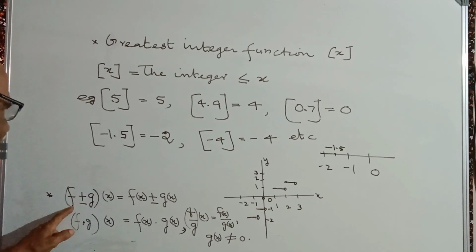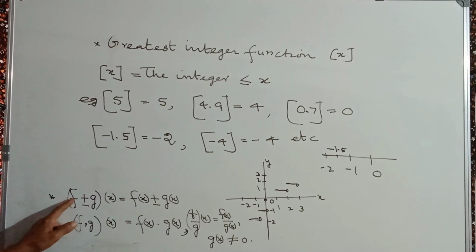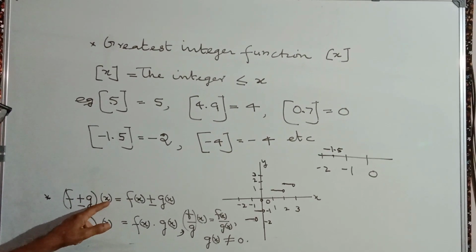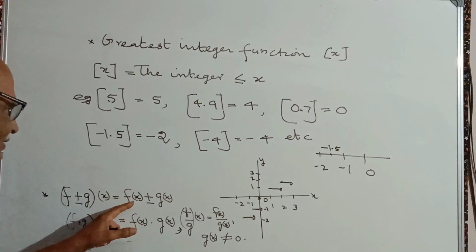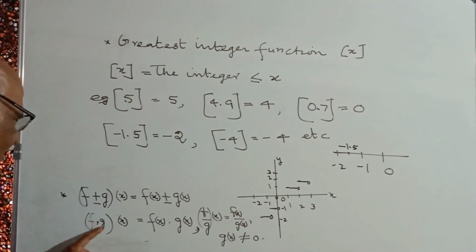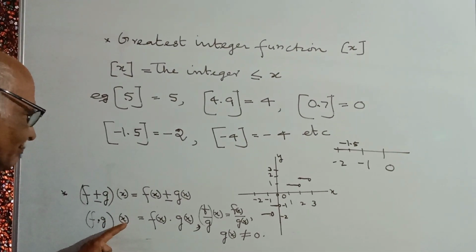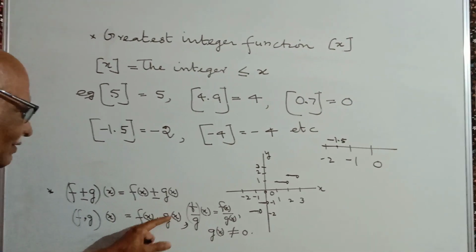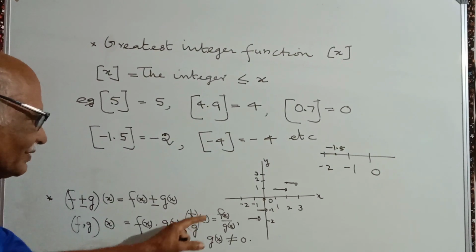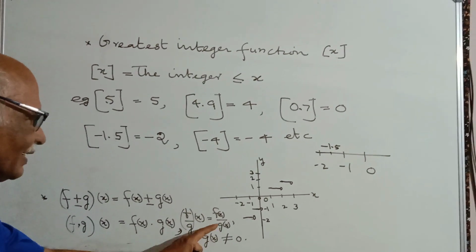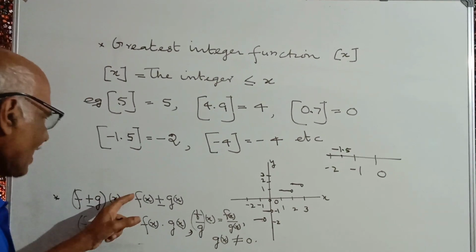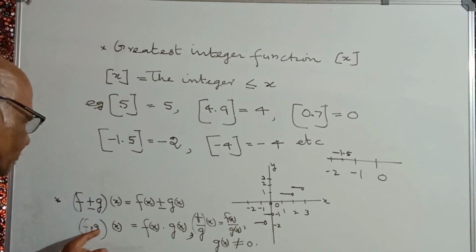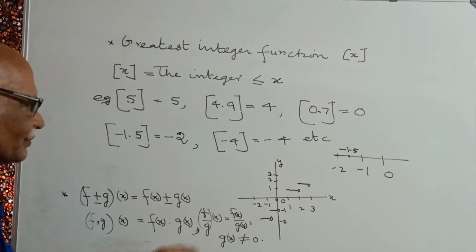Now, properties. (f plus g) of x is f(x) plus g(x). (f minus g) of x is f(x) minus g(x). (f into g) of x is f(x) into g(x). (f divided by g) of x is f(x) by g(x), but here g(x) must not be 0. Now this is addition and subtraction of functions, multiplication of functions and division of functions.